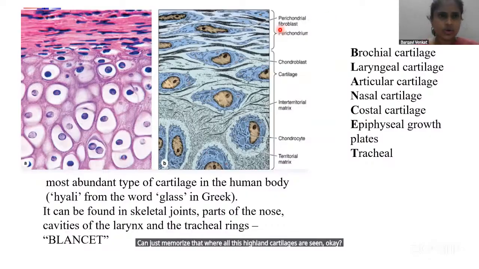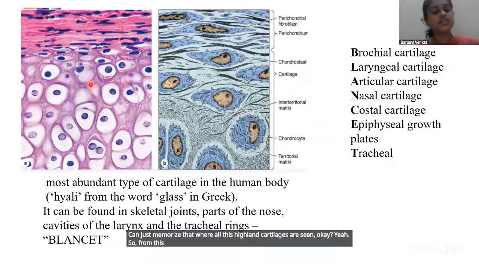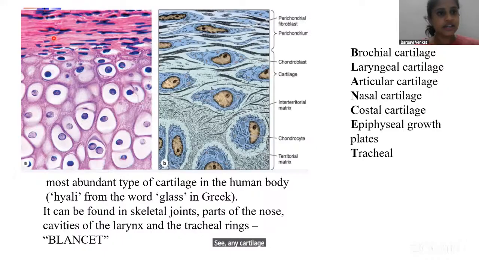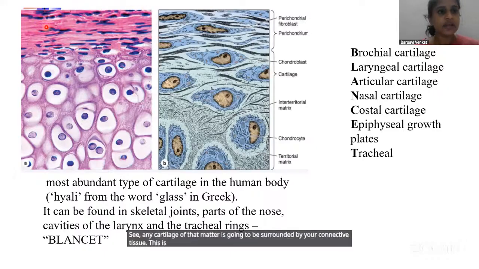From this image, you can see that any cartilage is going to be surrounded by your connective tissue. This is your connective tissue, dense irregular connective tissue. There is a haphazard arrangement of the fibers, right? So it is an irregular connective tissue. And you can see these cells, the blue ones, are your chondroblasts.